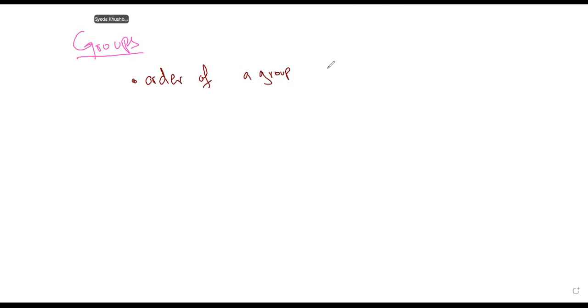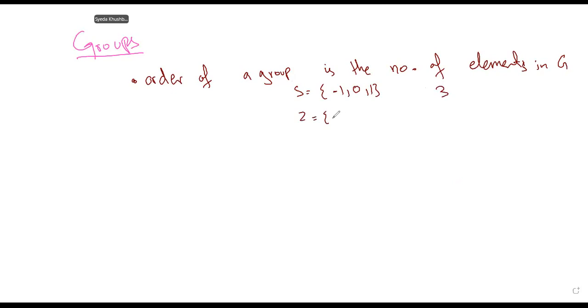So order of a group is the number of elements in the group. For example, if I talk about a set which has -1, 0, and 1, so order would be 3. If I talk about the set of integers, since we have infinitely many elements, all the negative integers and all the positive integers, the order would be infinite, but we don't write it this way, right? So order we define only for finite groups. Is it okay?